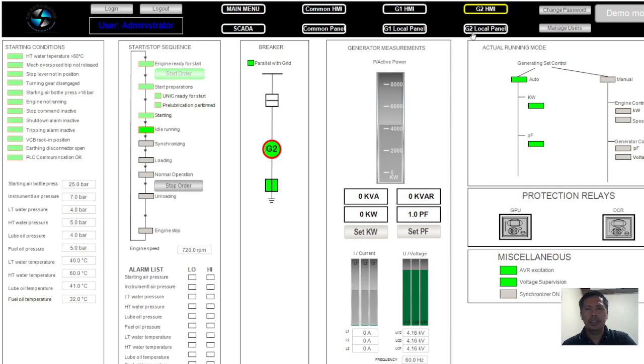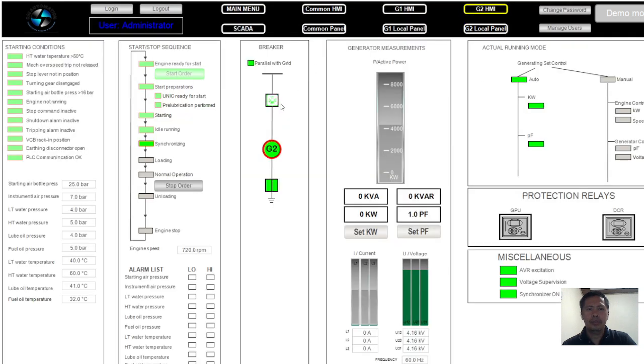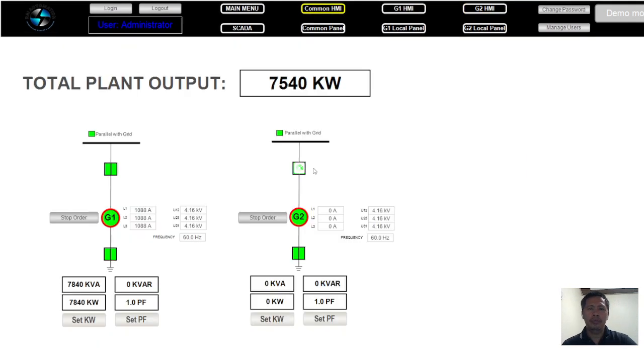So to synchronize, go to the local panel of generator 2. So synchronize in back. Now generator 2 is synchronizing. We can also check the command CMI. Now generator 2 is synchronizing. So now the BCB is closed.